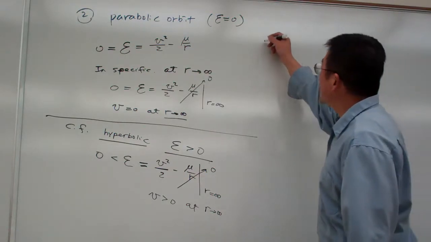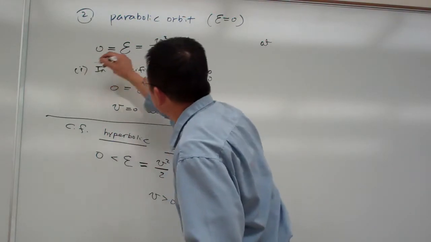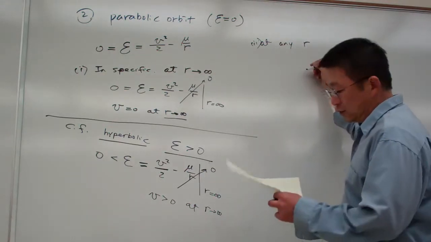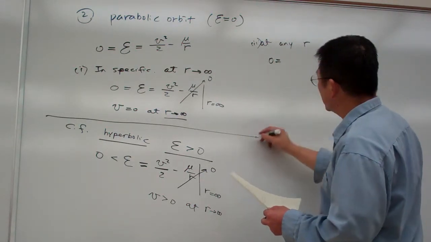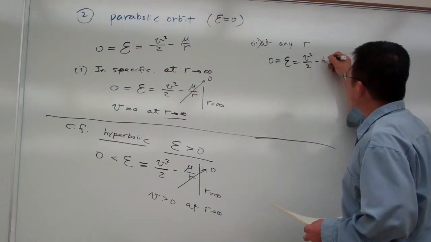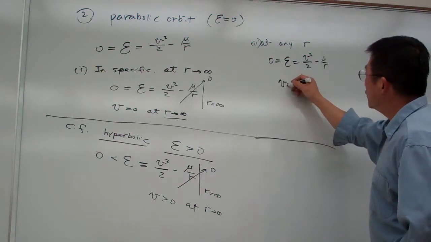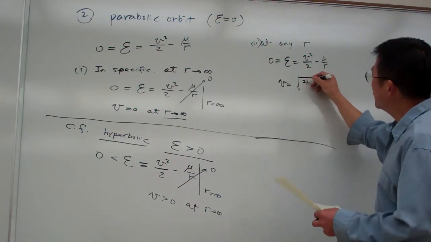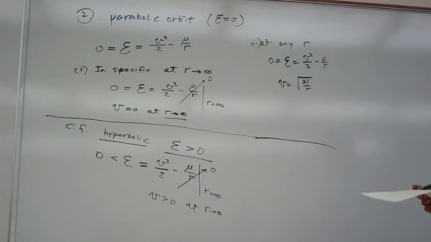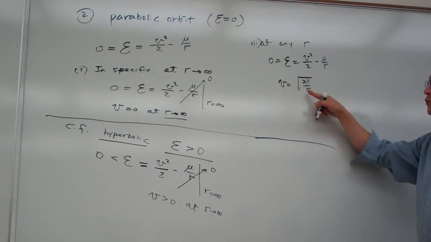And for this one, this is the first one, the second one. At any location r, we can have this: 0 equal to v squared over 2 minus mu over r, still in the parabolic case. At any location r, right now r is not constant. So here v we can describe as the square root of 2 mu over r. So at any location, the velocity equals this.